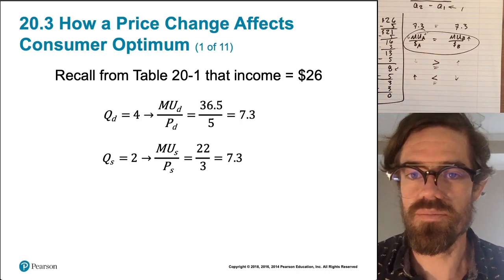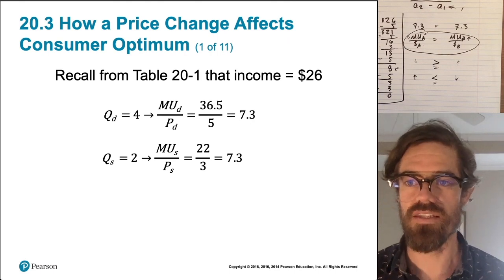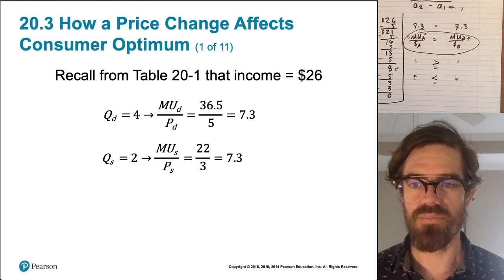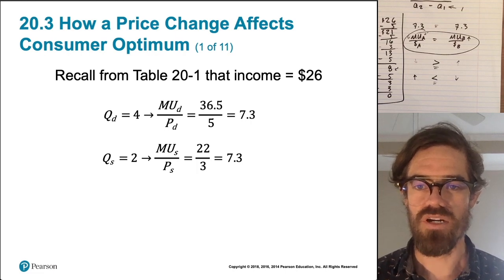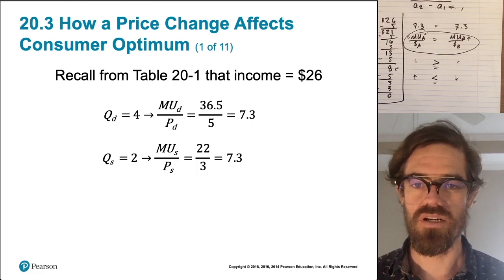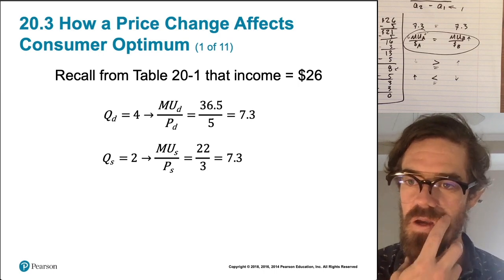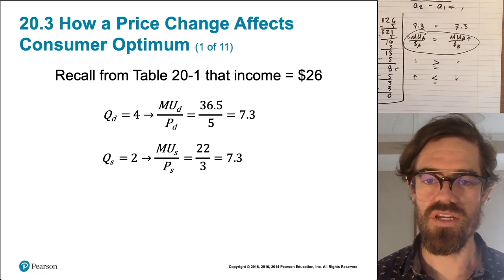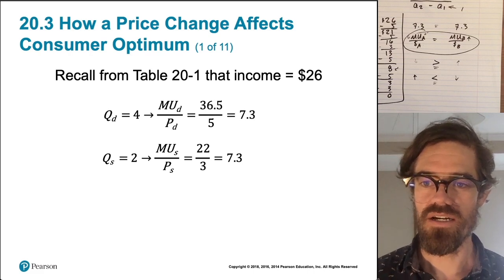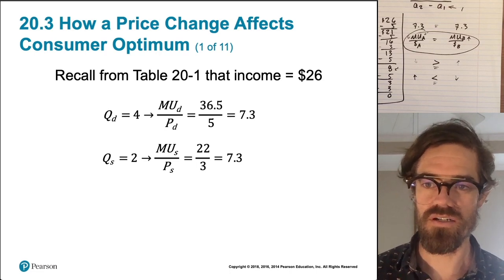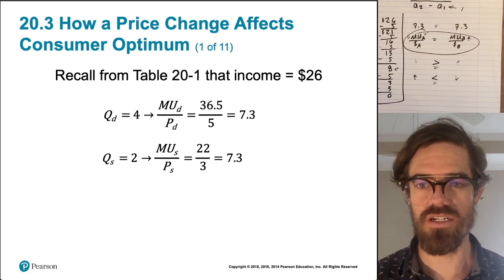So recall from our previous example that income was $26. The number of digital apps was 4 at a price of $5 a piece, and the number of portable power banks was 2 at a price of $3. And so that gave us 7.3 utils per dollar across both items. And so there we go. We've got our optimal condition there.